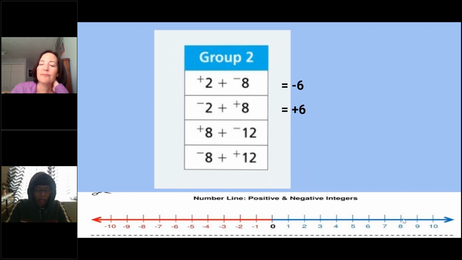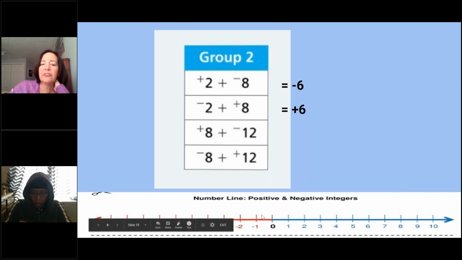Okay, now I'm at a +8, which might be somewhere over here. I'm going -12. Am I going to go left or right, Lana? You're going to go left. I'm going to start at the 8, which is maybe over here somewhere, and I'm going to go 12 jumps to the left. Where am I going to end up?